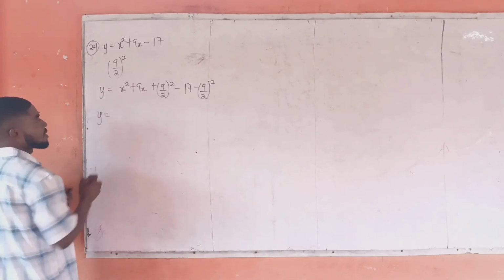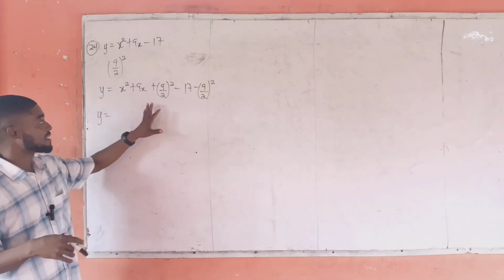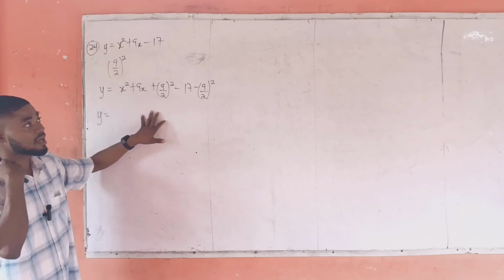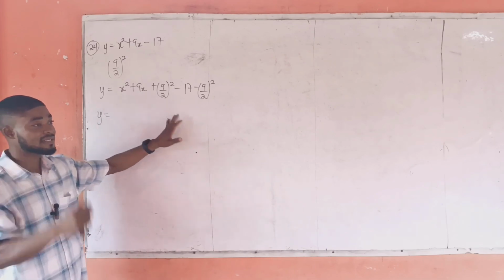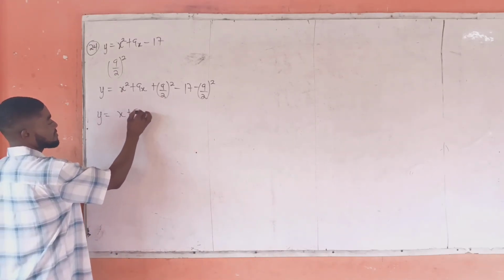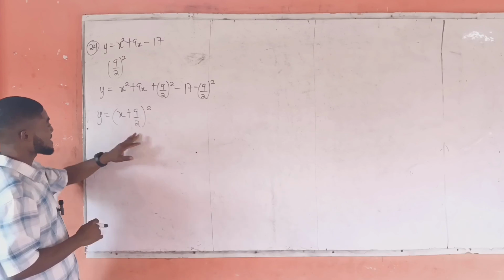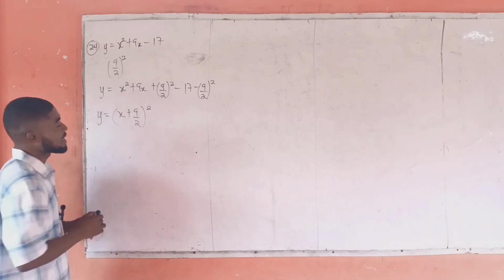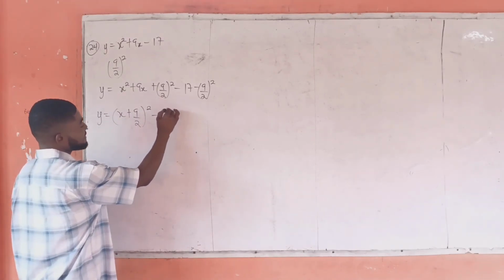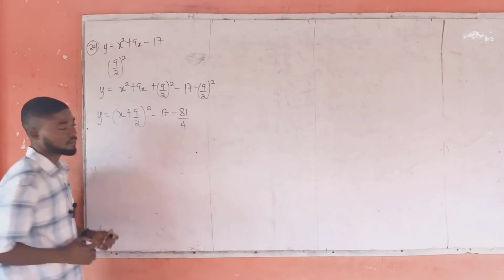The reason for finding half and adding the square, or adding and subtracting from the right hand side, is because we want to simplify this using this concept. And so we have (x plus 9 on 2) all squared. When you expand this, you're supposed to get back this one. And then minus 17 minus 81 on 4.